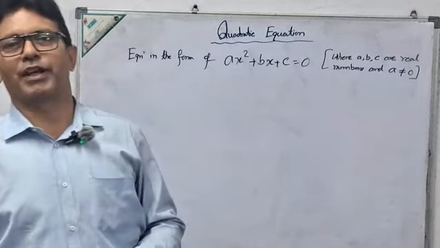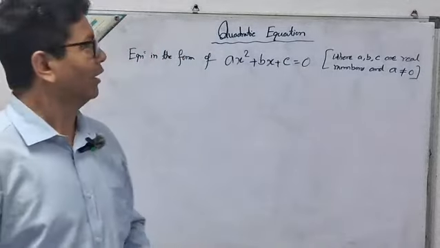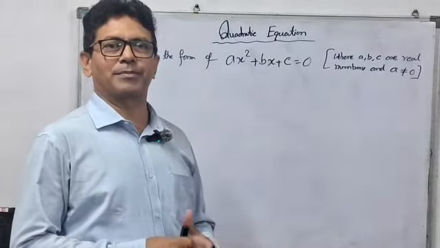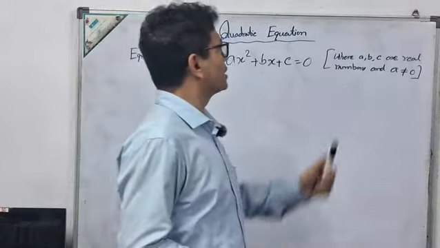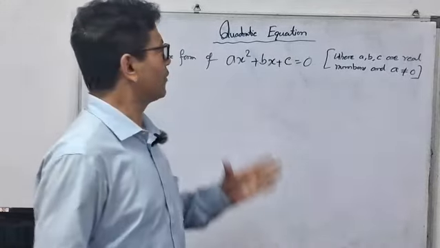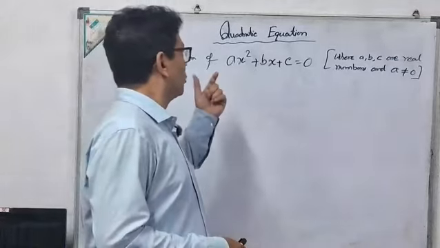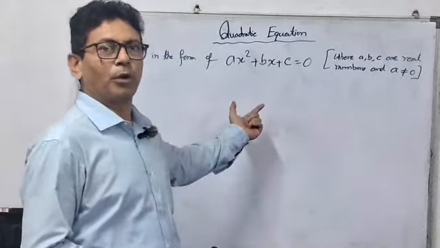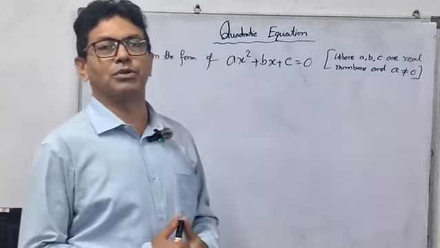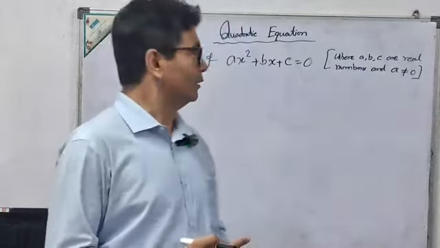Quadratic equation is a very important chapter for your board examination, class 10 standard. A quadratic equation is in the form of ax square plus bx plus c, where a, b, c are real numbers and a is not equal to 0. That is the definition of the quadratic equation. We discussed how to find the roots, the zeros of the polynomial, by using the middle term factor or Siddharacharya formula.